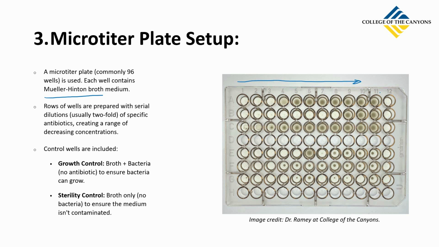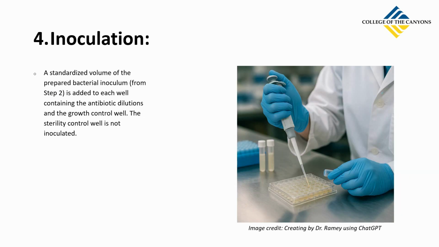And again, the wells in columns 11 and 12 over here are the control wells. So in column 11, those wells do not have any antibiotic, but bacteria will be added, so those wells will be inoculated. In column 12, there's no antibiotic, but there's also no bacteria added, so those wells are not inoculated.